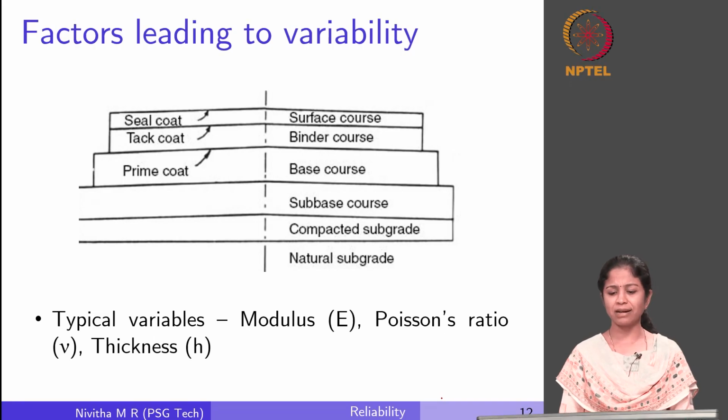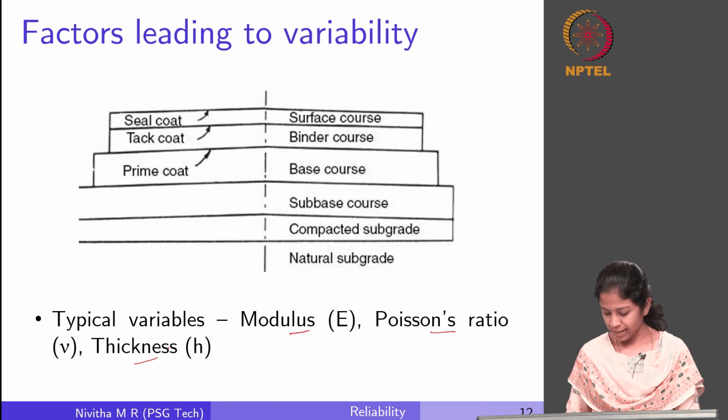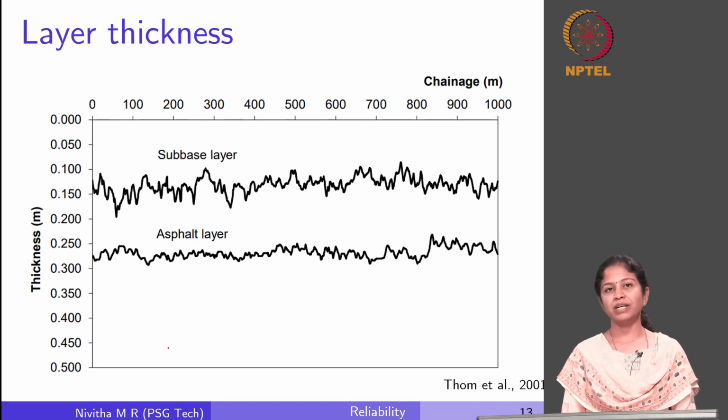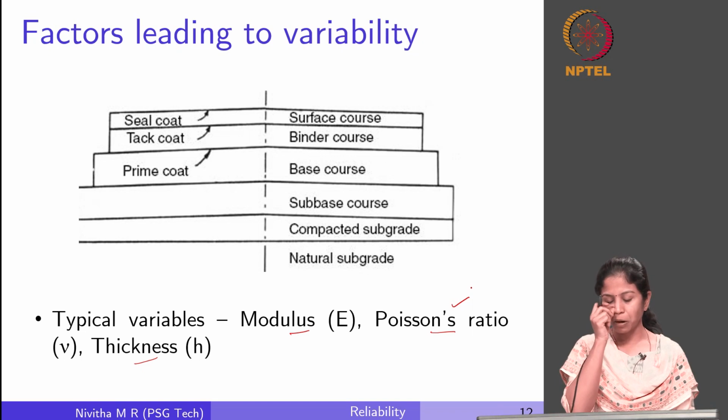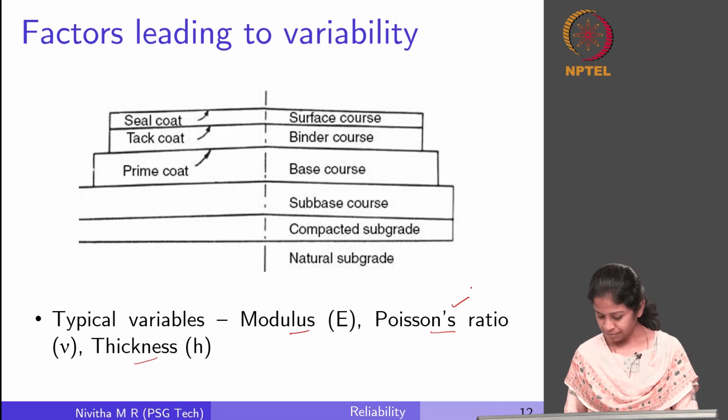Now let us take a specific example from the IRC 37. We have all these layers in our pavement. We have a modulus value, we have a Poisson's ratio, and we have thickness parameters that we usually use for design. So what is the variability associated with each of these parameters? There are some literatures which have measured all these things on a given pavement system, and they have quantified how much will be the variability for each of these three parameters that we usually use for design. With Poisson's ratio we will not be able to observe, but modulus and thickness, yes.